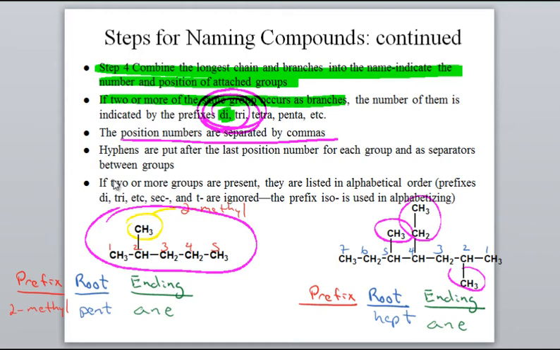And lastly, if you have two different types of groups, which we do, methyl and ethyl, you put them in alphabetical order. Ethyl, E, comes before M in methyl. And don't worry about the di, that's not included when you have this particular rule. There's lots of little rules. So we're going to do the 4-ethyl before the dimethyl. So the name of this compound is 4-ethyl-2,5-dimethyl heptane.